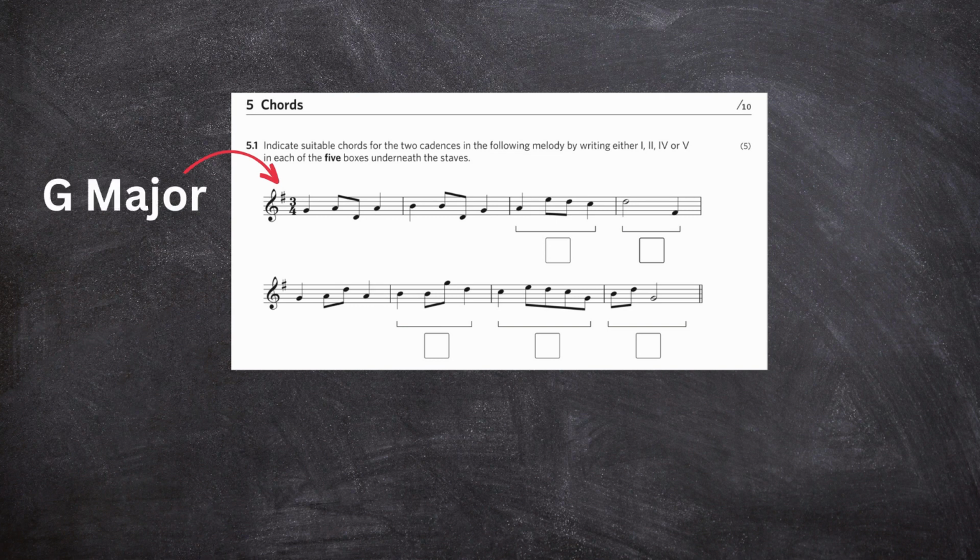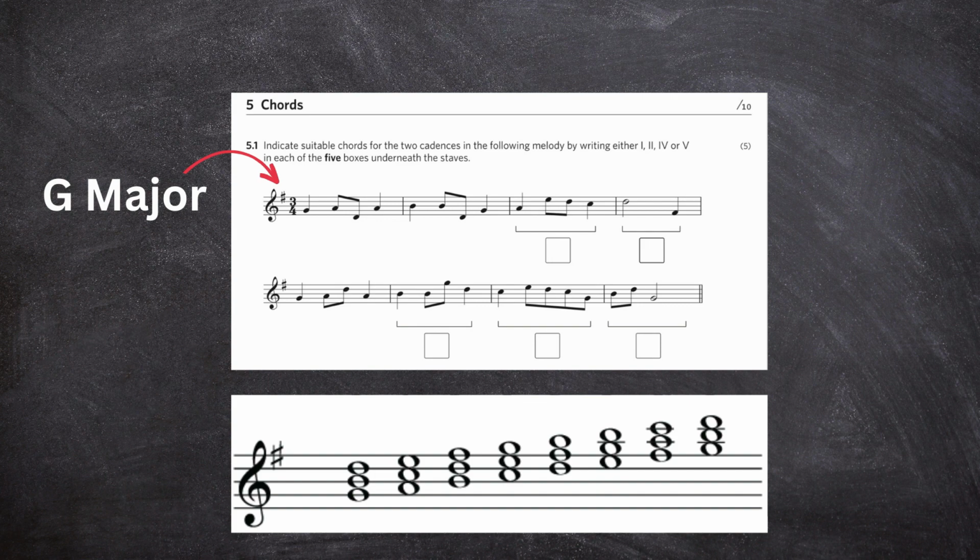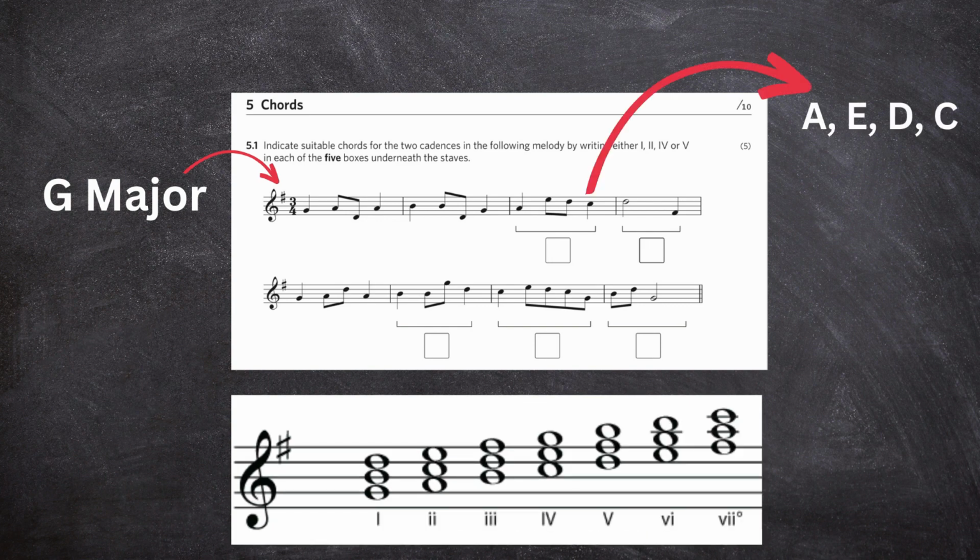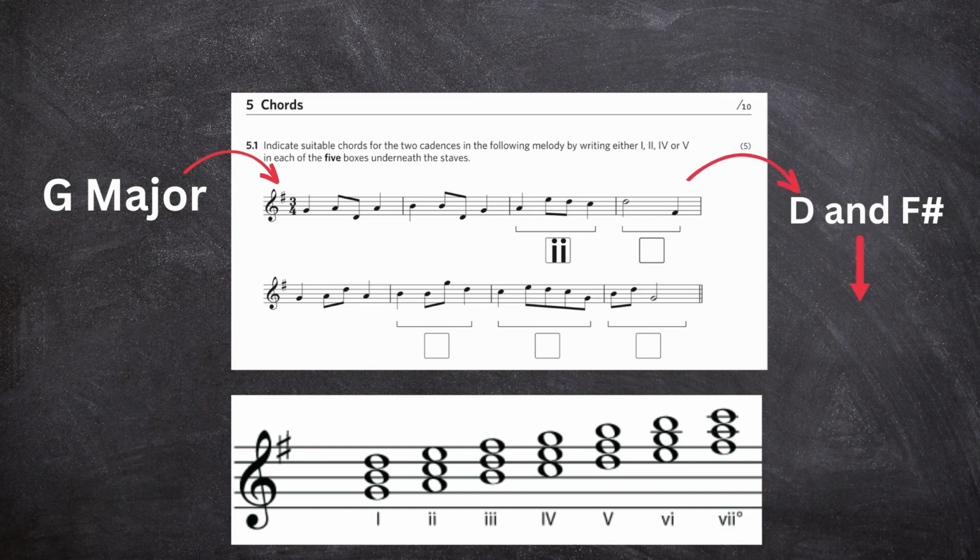Then, we can take a look at the diatonic triads of G major. In this measure, there are notes A, E, D, and C. D is a passing tone here, therefore it is chord 2. In this measure, there is a D and F sharp here. Chord 3 or chord 5 are possible. To form an imperfect cadence, chord 5 should be used here.